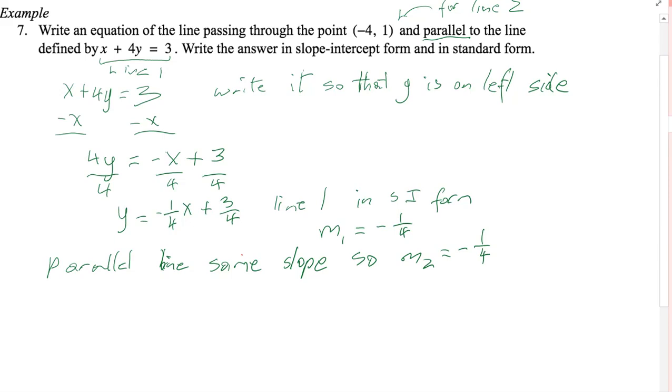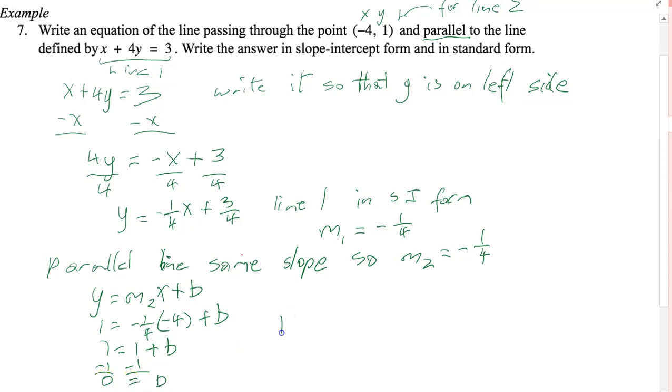We want to write the answer in slope-intercept form, so we can choose x as negative 4 and y as 1. We want y equals m sub 2 x plus b. We know y is 1, m sub 2 is negative 1/4, x is negative 4, plus b, which we don't know. So 1 equals 1 plus b. Subtract 1 from both sides, we have 0 equals b. So b equals 0. So the slope-intercept form of line 2 is y equals negative 1/4 x. And we're done, right?